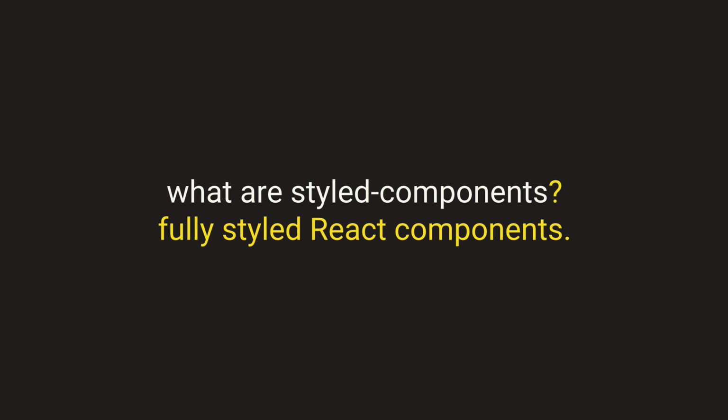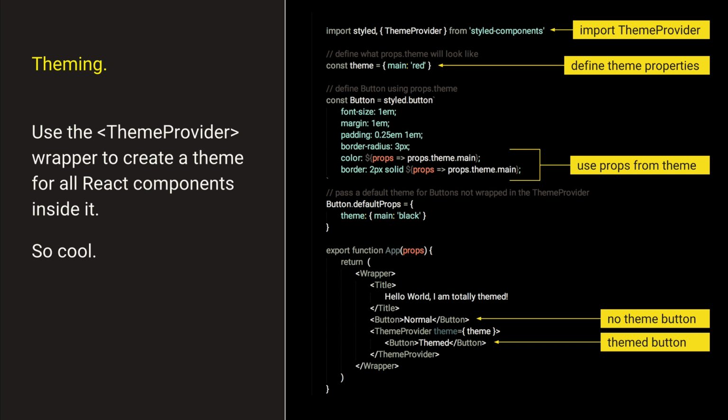So what are styled components? They are fully styled React components. And the coolest part is that styled components handles theming. We use the ThemeProvider wrapper that's built in to create a theme for all React components that are nested inside it. First, as an example, at the top here, we import ThemeProvider from styled-components. And then we define our theme properties. Here they can be anything, but we're just setting an overall main color to be red.